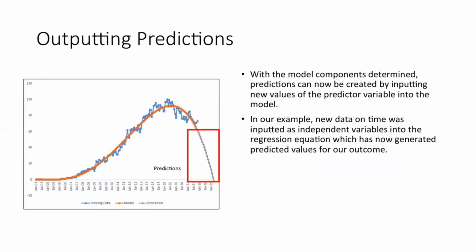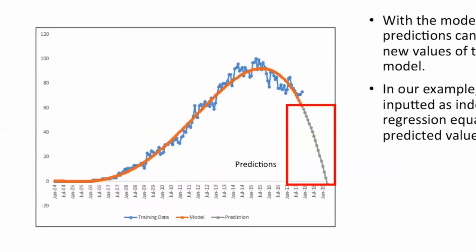So with the model components finally determined, you can now start outputting predictions. Predictions are simply generated by substituting new values for the test data. And now that we've seen the orange line as the prediction, the gray line in this example is the possible outcome if we tested more values into the model.